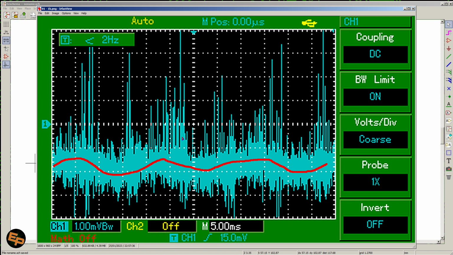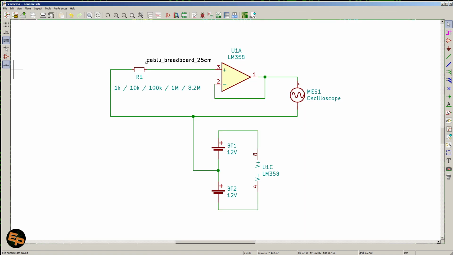These are probably caused by the switch mode power supply in my oscilloscope. Anyway, we don't care about that. We care about the bigger noise. So let's say about 2.5 millivolts peak to peak for the 1 kilo ohm resistor here.